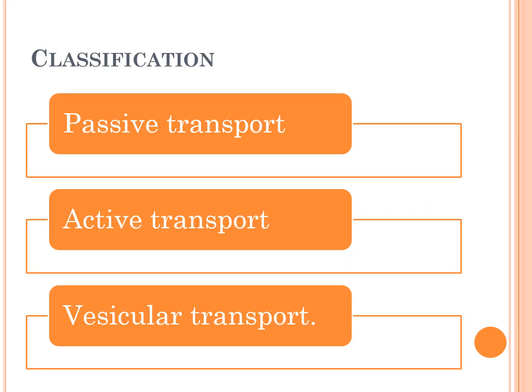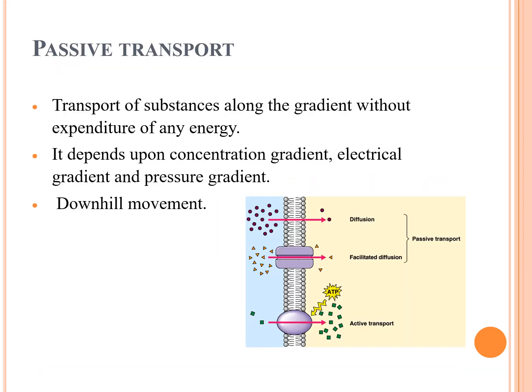These transport mechanisms are classified into passive transport, active transport and vesicular transport. I told you we are going to focus mainly on passive transport. So what is meant by passive transport? Transport of substances along the gradient without expenditure of energy, that is the definition for passive transport. It is self-explanatory. Passive means no energy is needed and it is along the gradient. So transport of substances along the gradient without expenditure of any energy is called passive transport.